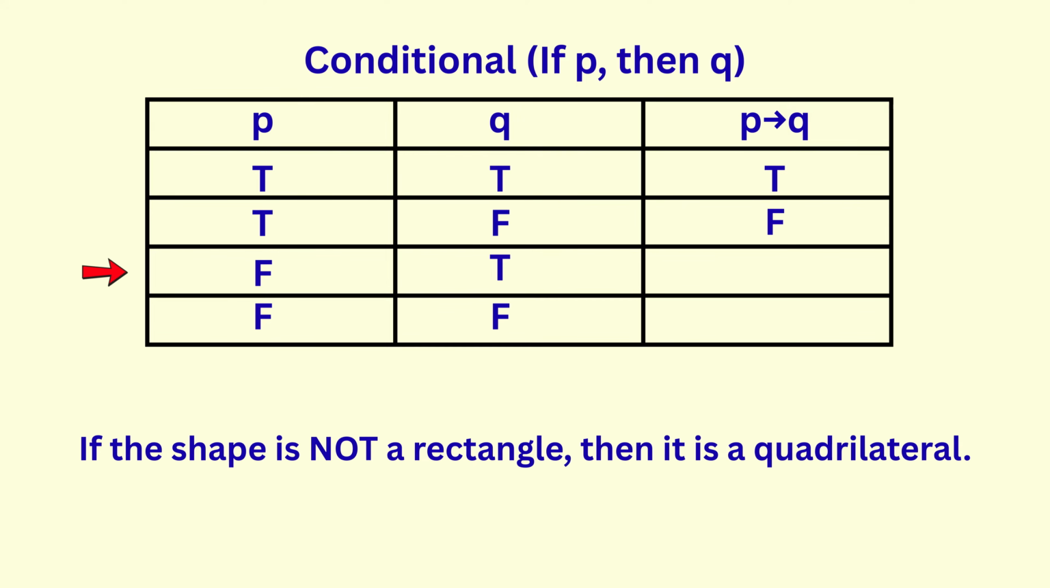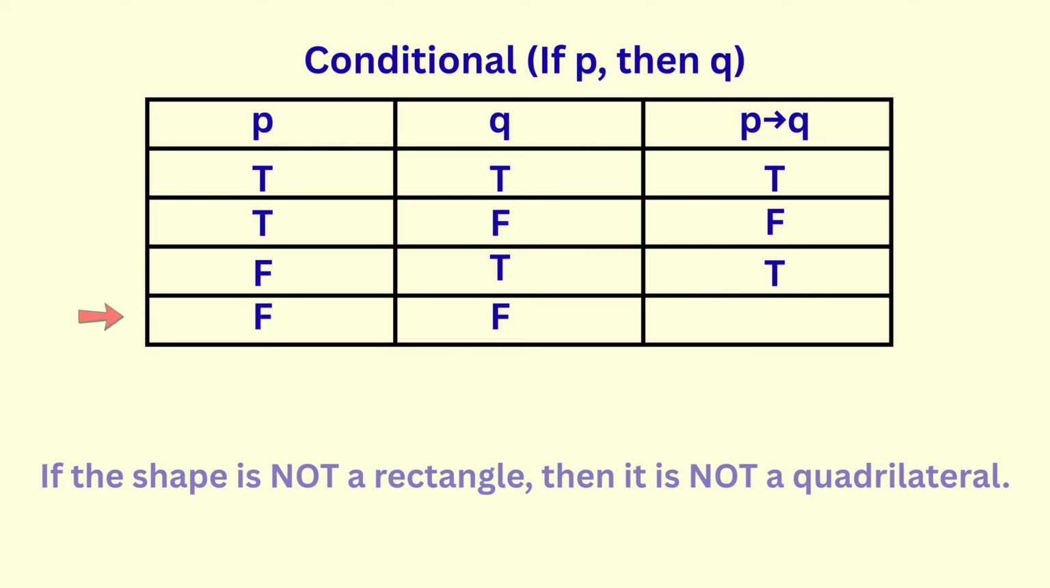The third row reads, if the shape is not a rectangle, then it is a quadrilateral. It is still possible that the shape is a quadrilateral, since a shape does not have to be a rectangle to be a quadrilateral. This is not impossible, so the implication would be true.